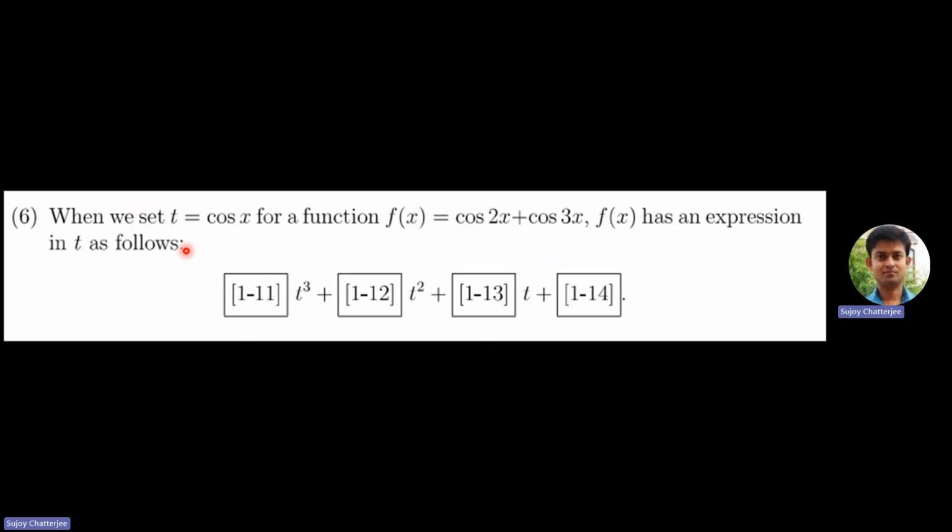Number 6, question number 6. This is question number 6 of main question 1. When we set t is equal to cos x for a function f(x) is equal to cos 2x plus cos 3x, f(x) has an expression in t as follows: blank t cube plus blank t square plus blank t plus blank. So what will be the values in these blanks?